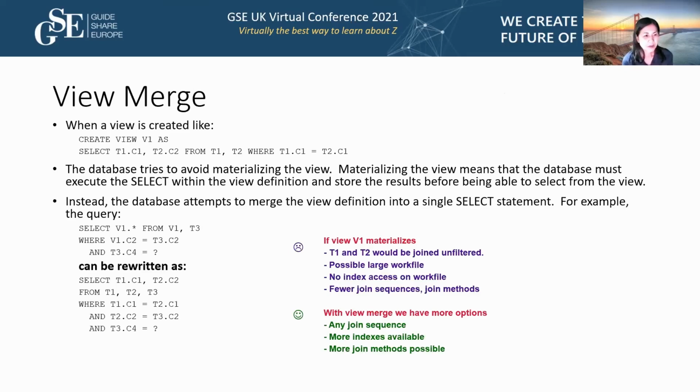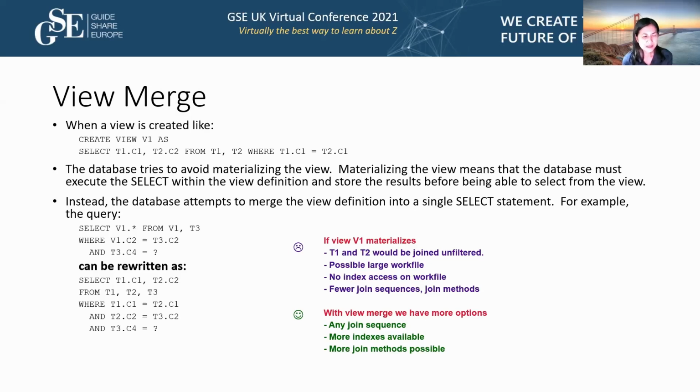The view merge. If we create a view, for example, a view created as a join of two tables, T1 and T2, when we reference this view and the view is materialized, T1 and T2 would be joined in advance. The materialization work file from view V1 could be large. There's no index access on the work file. We have fewer join sequences and fewer join methods to consider.